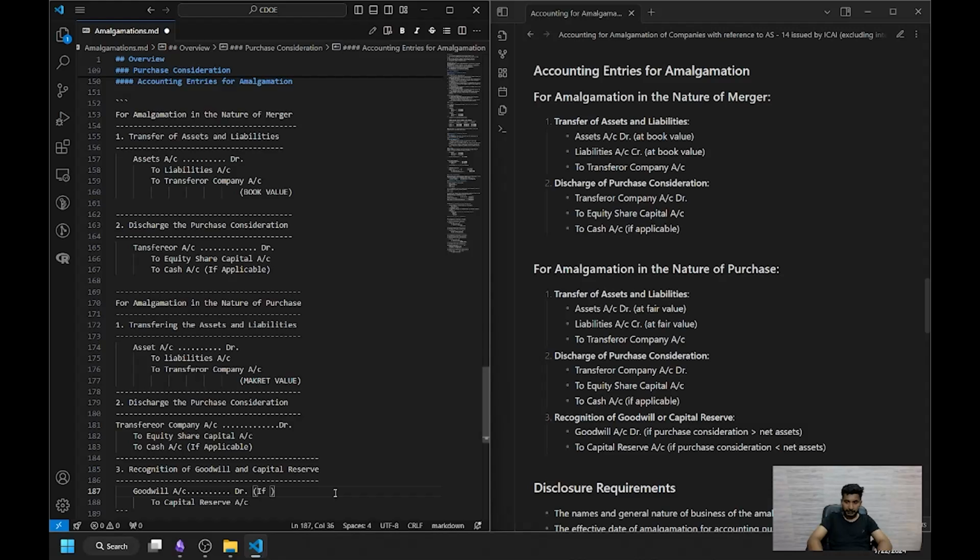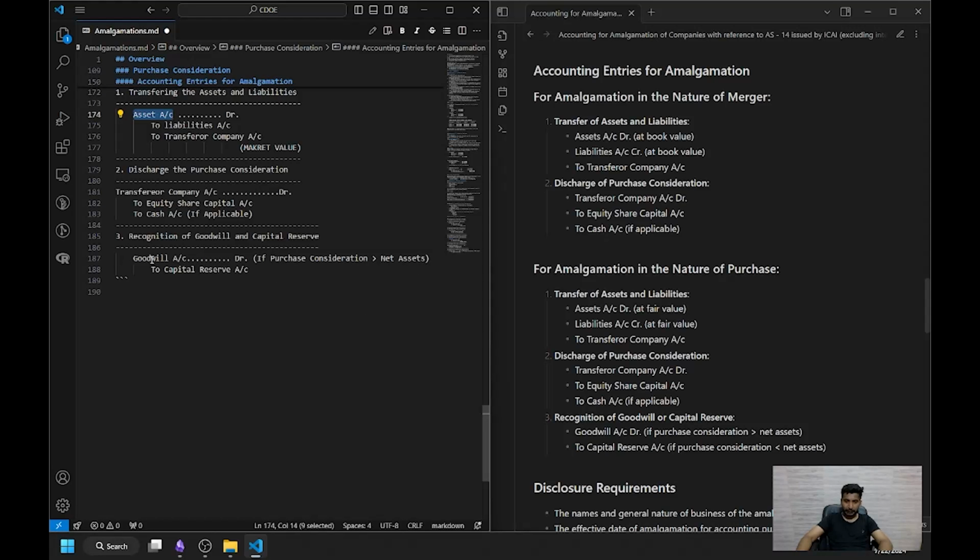So here, if purchase consideration is greater than the net assets, net assets meaning these assets, then the balancing amount will come in the goodwill. Okay. However, if it is vice versa, or I should say, if the purchase consideration is less than the net assets, then the balancing amount will be shown with the help of the capital reserve.